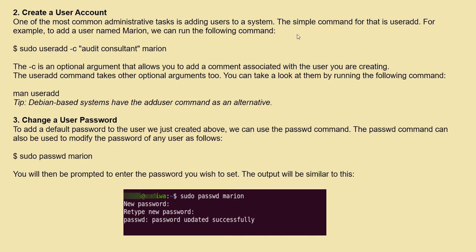The -c is an option. This is an optional argument that allows you to add a comment associated with the user we are creating. The useradd command takes other optional arguments too. We can take a look at them by running the following command.